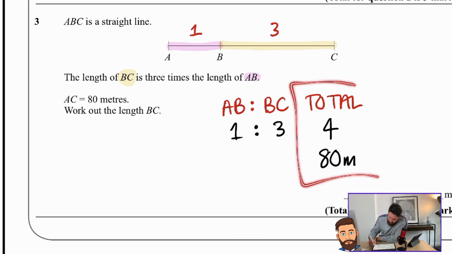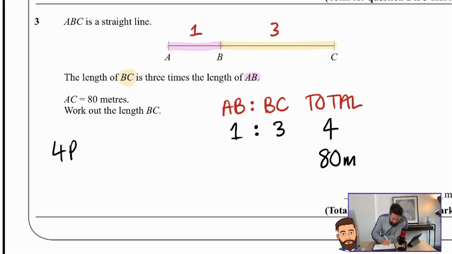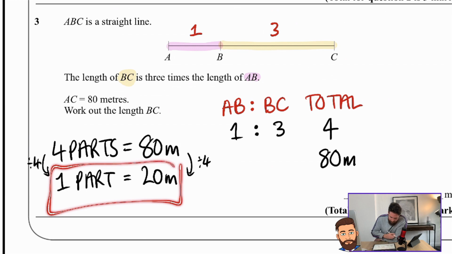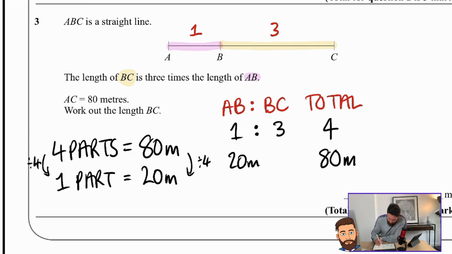What does this tell me? 4 parts equals 80 meters. If 4 parts is 80 meters, we can find the value of 1 part by, again, using that unitary method, where we divide by the number in front of the parts to get 1. 80 divided by 4 is 20 meters. So if 1 part is 20 meters, well, A to B is only 1 part, so that's nice and easy. That would be 20 meters.